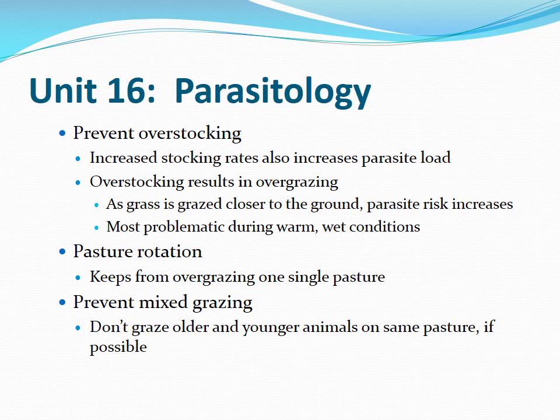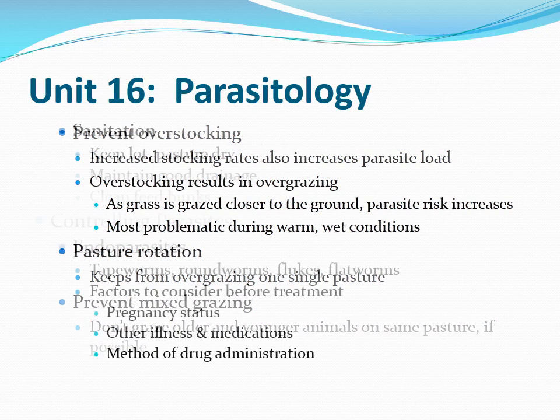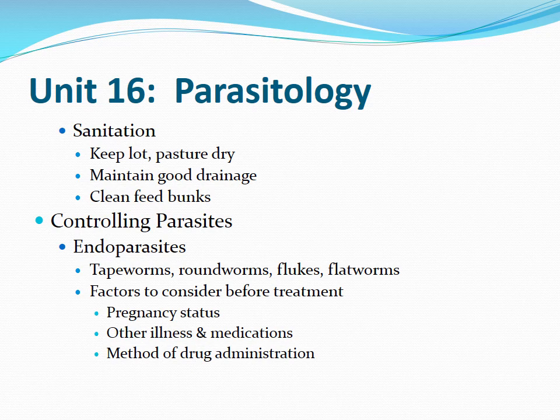Don't allow, if you can avoid it, older and younger animals to graze on the same pasture. Avoid it, but obviously, if you talk about cow-calf situations, then that's not a possibility. Keep your lot dry and clean, and maintain good drainage. Clean your feed bunks. Wash things down occasionally. In a pig barn, make sure that we wash the facilities down regularly. That will keep parasite problems under control.